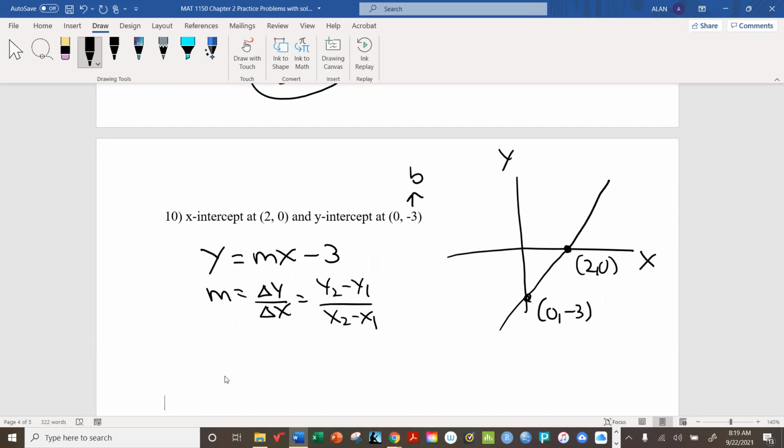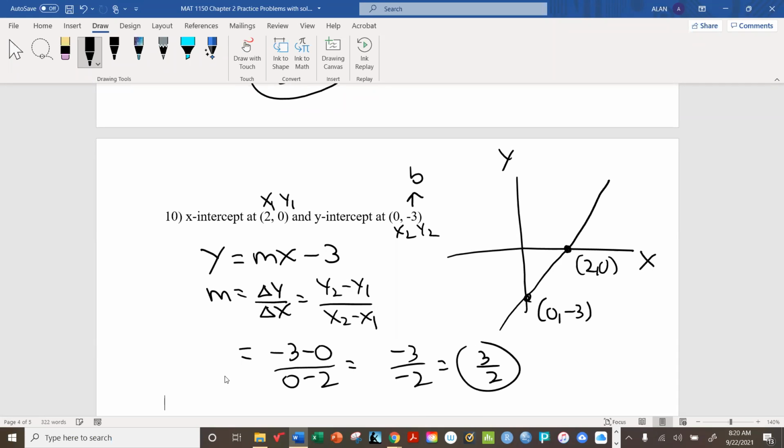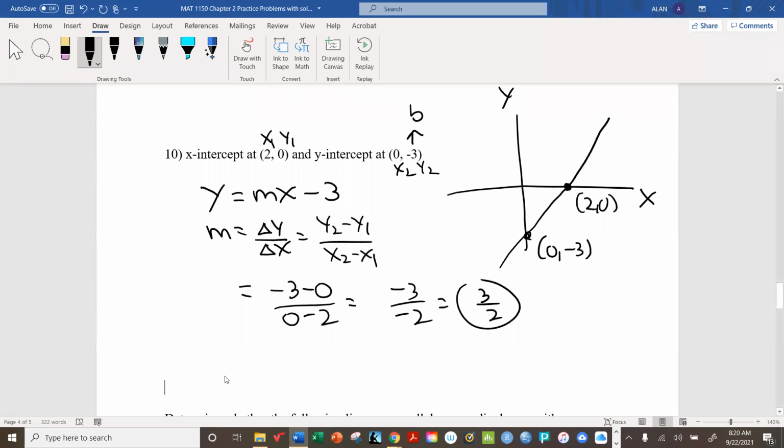So remember, let's call this x1 and y1. Call this x2 and y2. So we'll have minus 3 minus 0 divided by 0 minus 2 for our slope. Okay, and so we end up with 3 halves x minus 3.